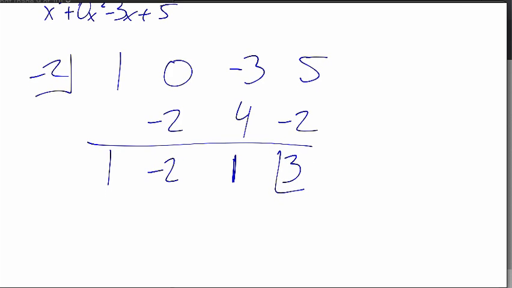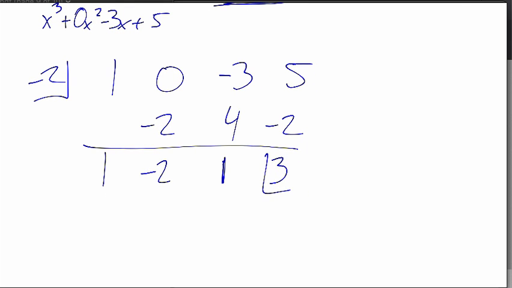And there's our remainder. And so we started with x to the third. We always drop down 1 degree when we're doing synthetic division. So we end up with 1x to the second minus 2x plus 1. And again, we'll put our remainder over our original divisor of x plus 2.